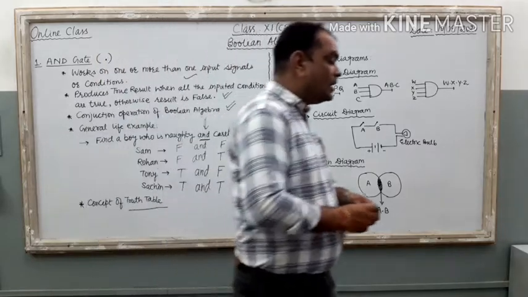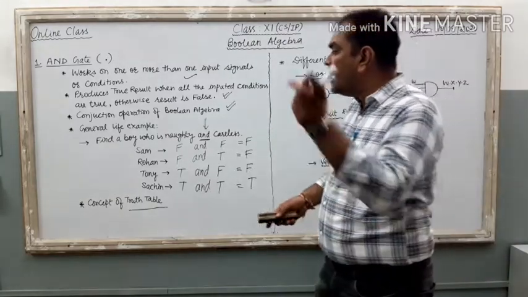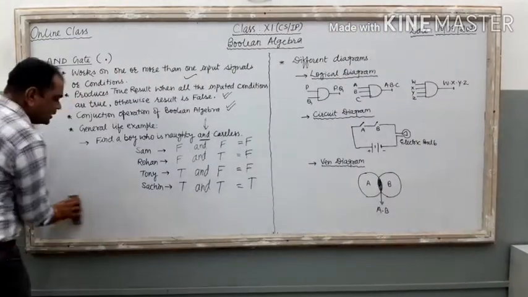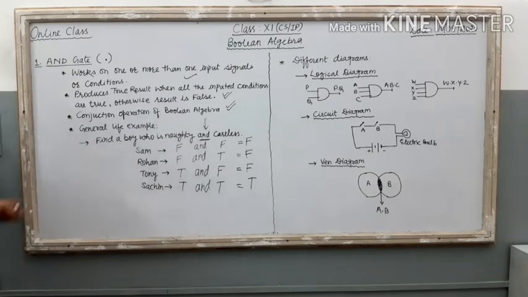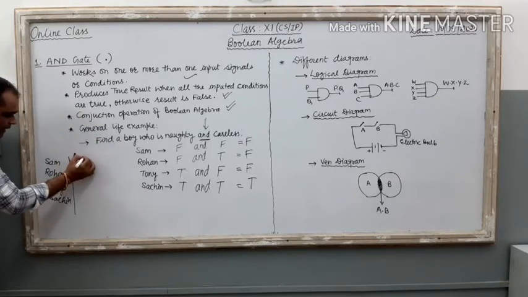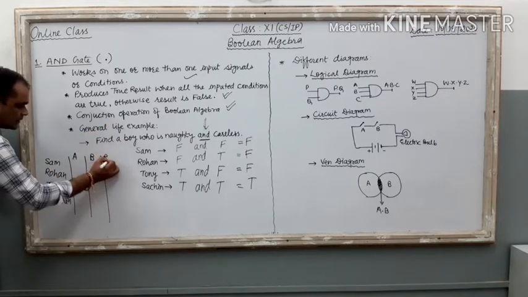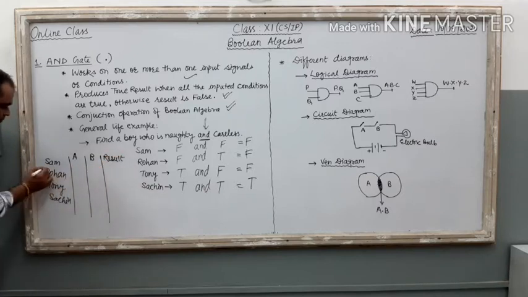If you want to draw the truth table of these two conditions, condition first is naughty and second is careless, just check how it looks. Here I am going to write names of the students: Sam, Rohan, third one is Tony, and the last one Sachin. Right, here these are the names. Now first input signal naughty. I represent naughty as A. Second input signal careless is B, and then the result I am going to write over here.